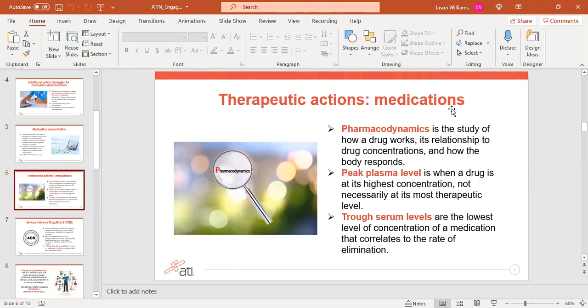And it talks about the therapeutic actions of medication, pharmacodynamics. Pharmaco makes me think medication, dynamics makes me think function. What is your family dynamics? That type of thing. What's your family function? Pharmacodynamics is how does this medication function in the body?